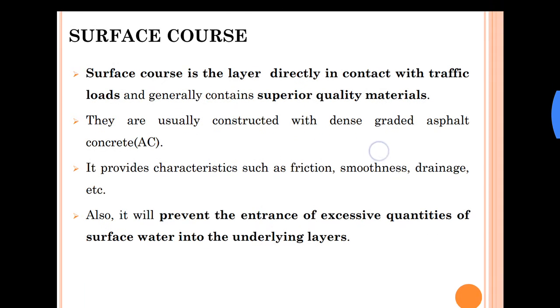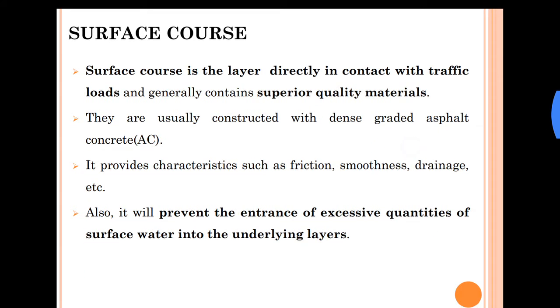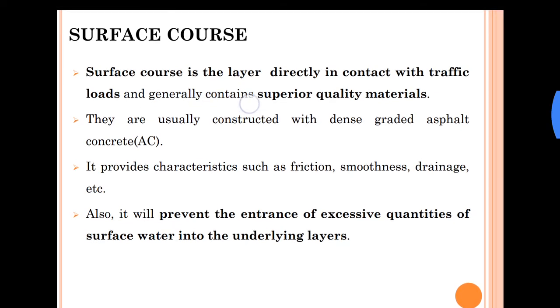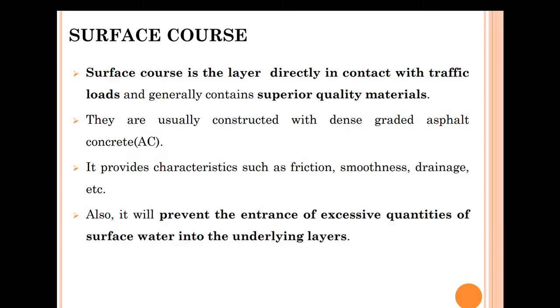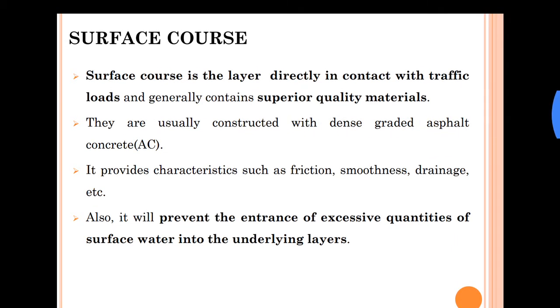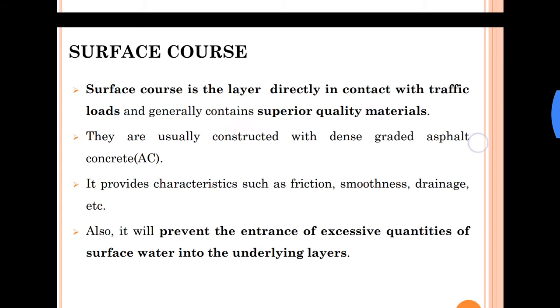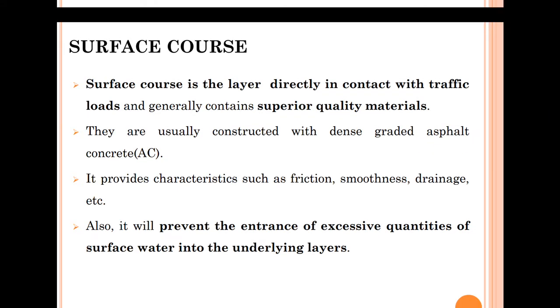Then comes the surface course. Surface course is a layer directly in contact with traffic loads, generally containing superior quality of materials. So as we move from top to bottom, the quality of the materials will reduce. The material to be used at the top would be of the superior quality. They are usually constructed with dense graded asphalt concrete. Asphalt is nothing but bitumen only; impure bitumen is known as asphalt.